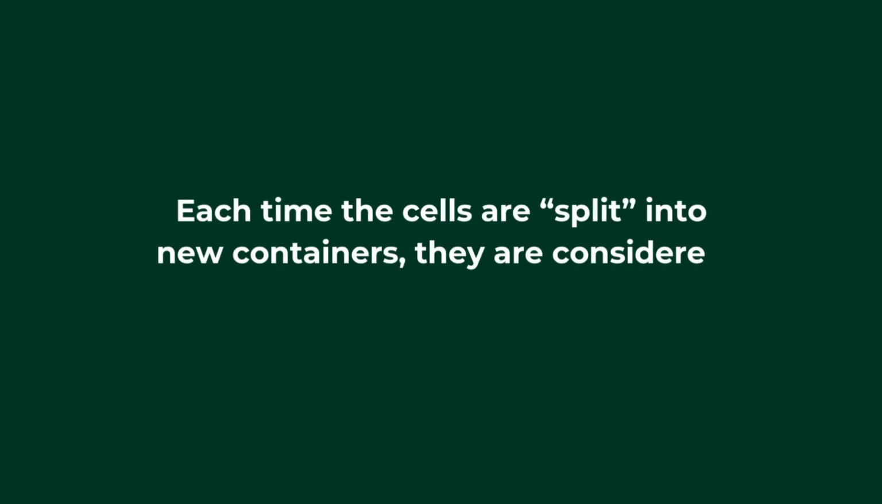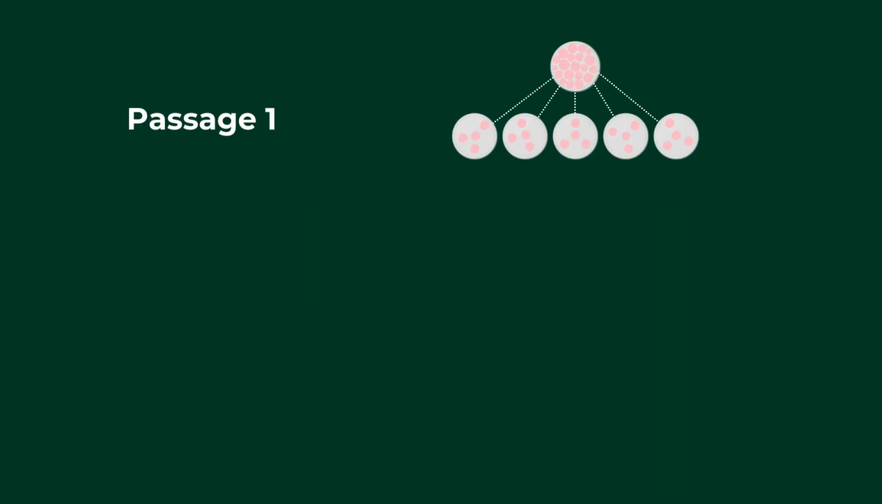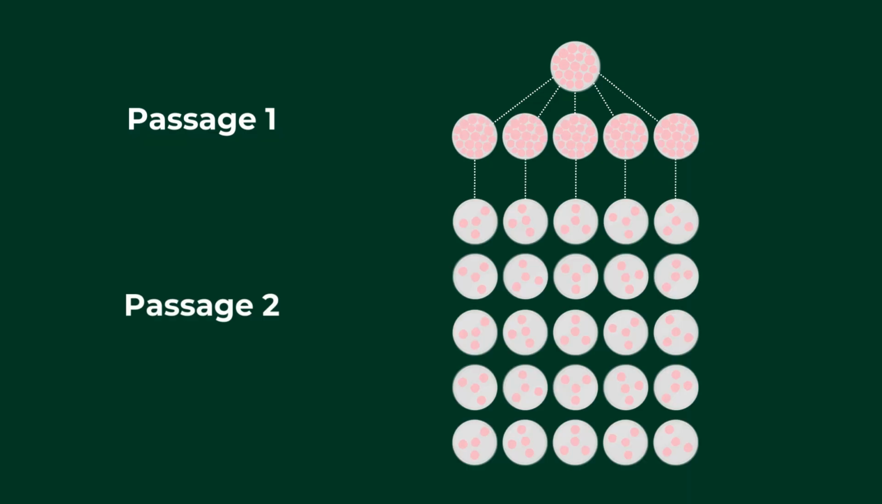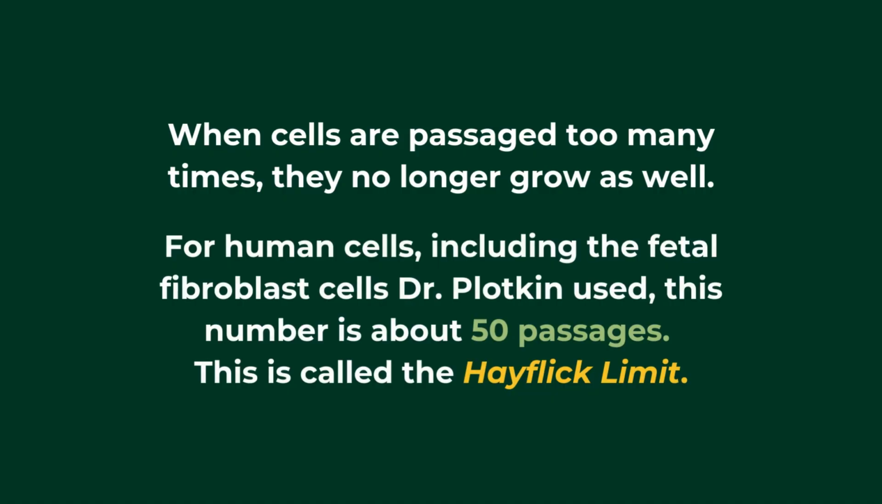Each time the cells are split into new containers, they are considered to be one passage older. So, in our example, the first split into 5 containers would be passage 1, and the next split into 25 containers would be passage 2. Scientists keep track of this passage number because when cells are passaged too many times, they no longer grow as well. For human cells, including the fetal fibroblast cells Dr. Plotkin used, this number is about 50 passages. This is called the Hayflick limit.